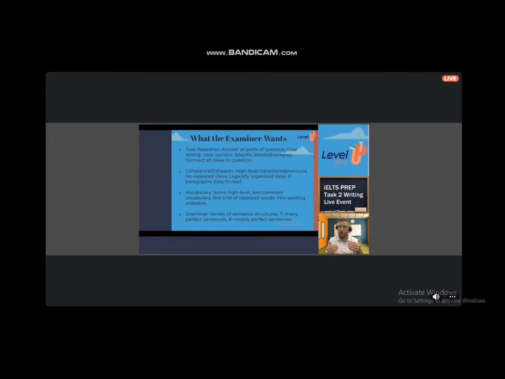And you also get a boost in your lexical resources or vocabulary because you're going to see there's some high-level, less common words in there. And like I said, again, grammar, that's on your skill. You have to make sure for a level 7 that you have many perfect sentences. And for a level 8, you need mostly perfect sentences and you use a variety of sentence structures. So none of this should be new to most of you, okay? But I just want to point out the benefit of the templates, okay?